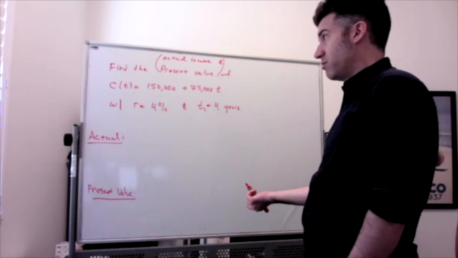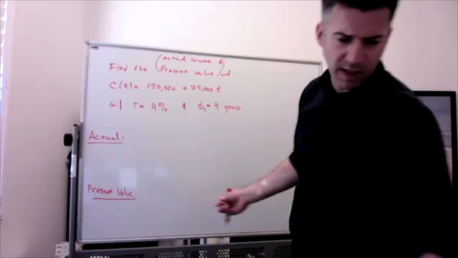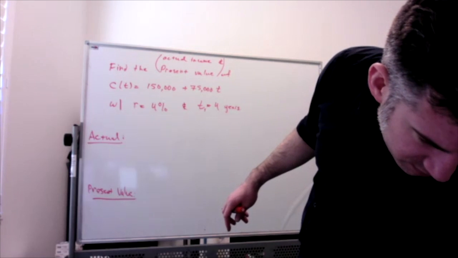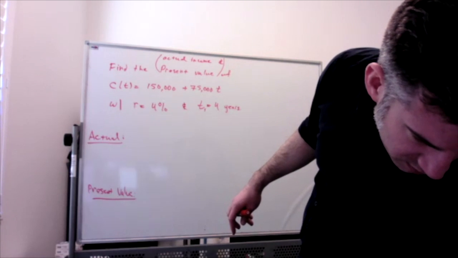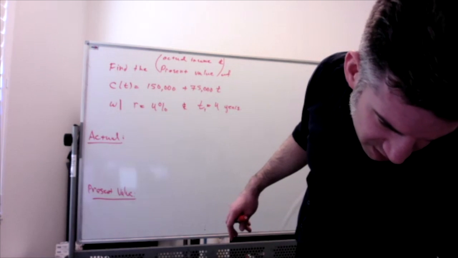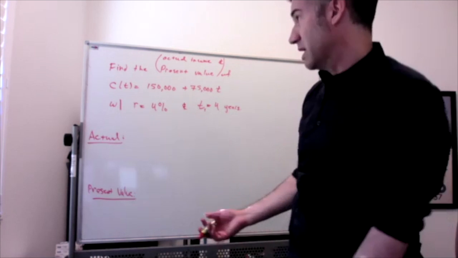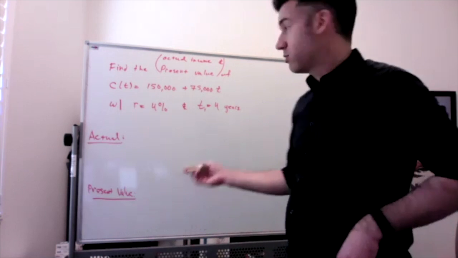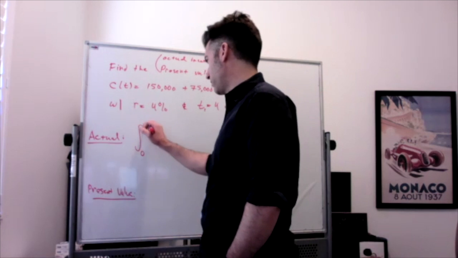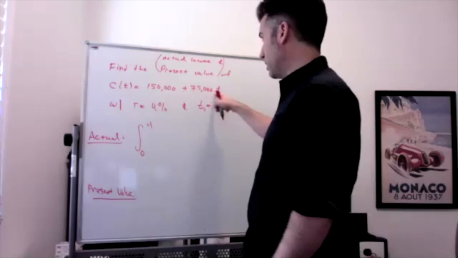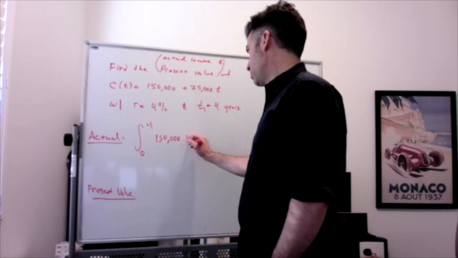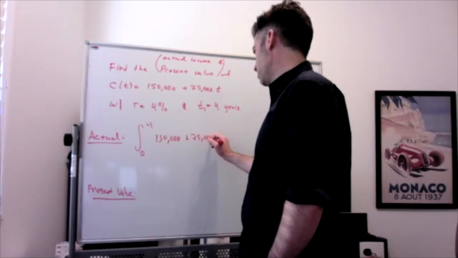So the actual income, again, is not too hard. Oh yeah, I'm just being silly, right? The actual income is just the integral of their income function. So the actual income they're going to get is going to be the integral from 0 to 4 of this income function, which is 150,000 plus 75,000 T.